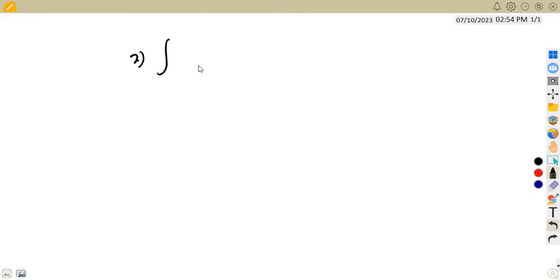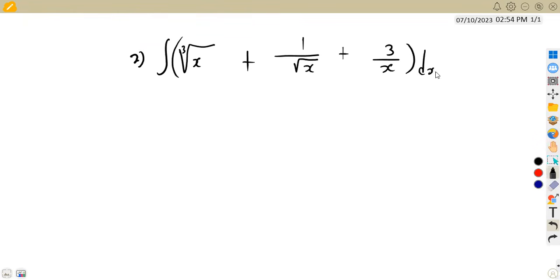That was the integral of the cube root of x plus 1 over the square root of x plus 3 over x in this case. All right, so this is being integrated with respect to x again. From our exponents, let us check what we have.